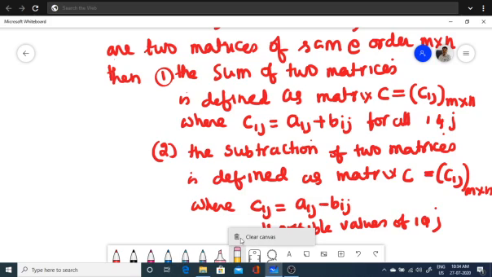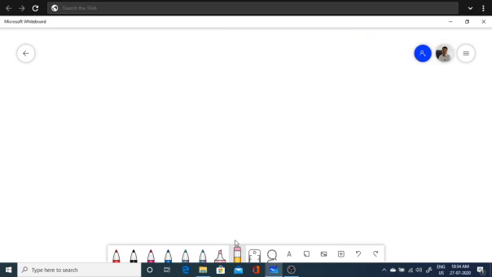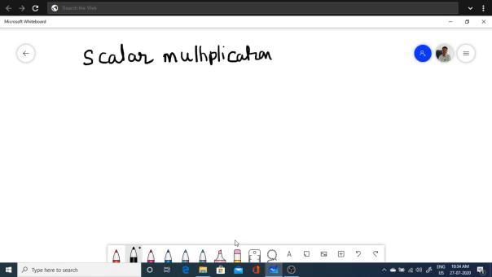So similarly, just by taking the scalar multiplication of matrix, ಇಲ್ಲಿ scalar multiplication of a matrix.